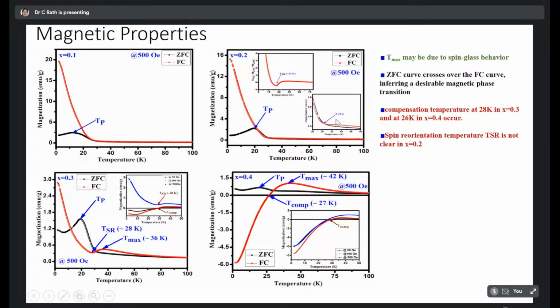And at different fields, in fact, this ZFC-FC crossover is clearly seen at 31 K. When it is 0.3, you can see there is a crossover and there is a maximum feature, and this minimum is the spin reorientation transition. So many features you can see when it is 30%.